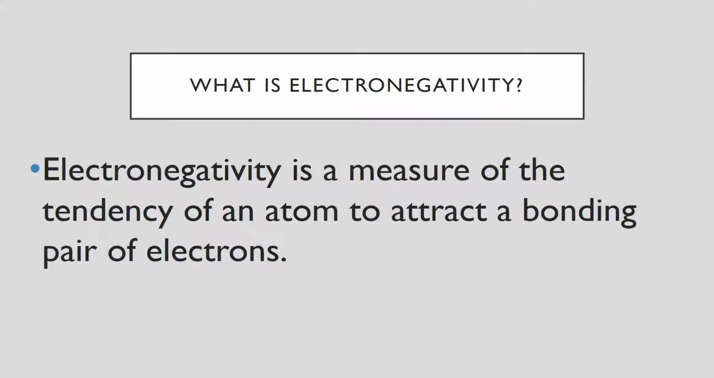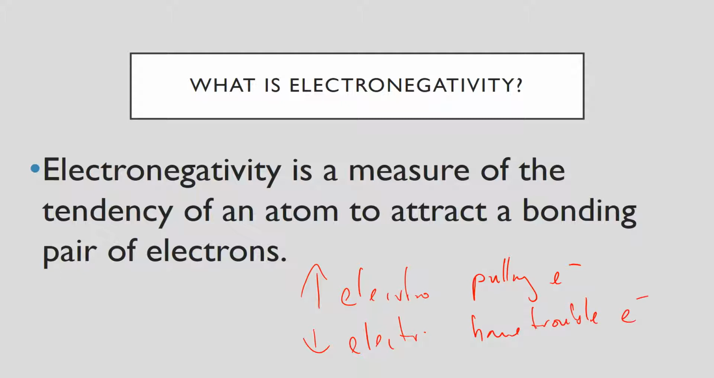So electronegativity is a measurement of the tendency of an atom to attract a bonding pair of electrons. So if you have really high electronegativity, it means you're really capable of pulling electrons. If you have low electronegativity, you have trouble pulling or attracting electrons. You don't really want them. So high electronegativity, they really want electrons, and low electronegativity means they really don't.